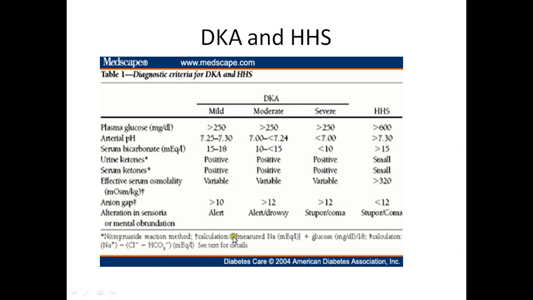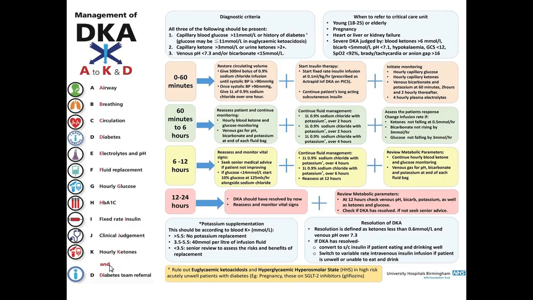So osmolality you calculate by using this formula: 2 into sodium plus glucose. This will give you osmolality. And to look for the anion gap, you use this formula: sodium minus the negative ions, you add them, and you subtract them from the sodium. So sodium minus chloride plus bicarb is the formula for the anion gap.